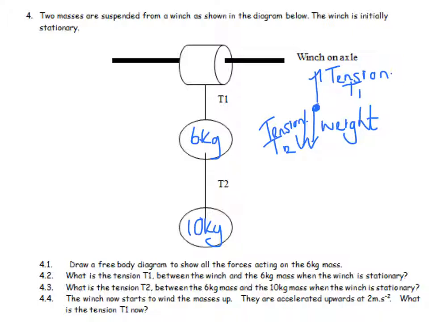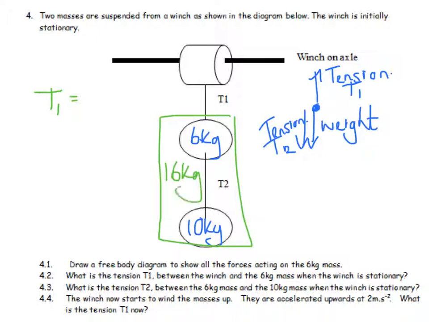What is the tension T1 between the winch and the 6 kilogram mass when the winch is stationary? So I can say T1 is equal to, if you think about it, you don't have to break that up into its parts. It's really a 16 kilogram mass piece hanging off T1 over there. So it's 16 times 9,8 meters per second squared, because it's just a weight acting down, and I land up with 156,8 newtons up.